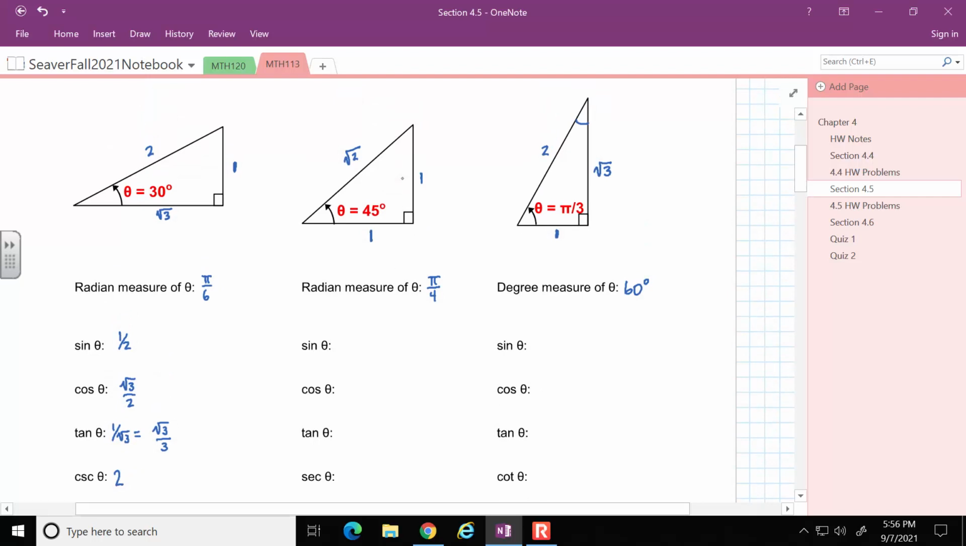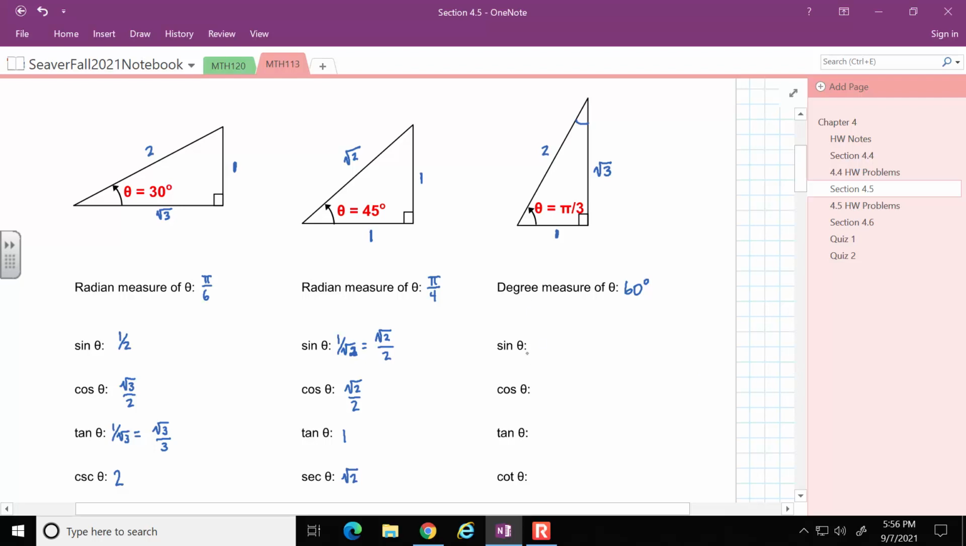But sine of theta is 1 over square root of 2. And we've done this a couple times. Rationalize your denominator, square root of 2 over 2. Same for the cosine. The tangent is just 1 over 1, or 1. Secant is cosine flipped, so which is actually square root of 2 over 1 instead of 1 over square root of 2. And you could do the others.